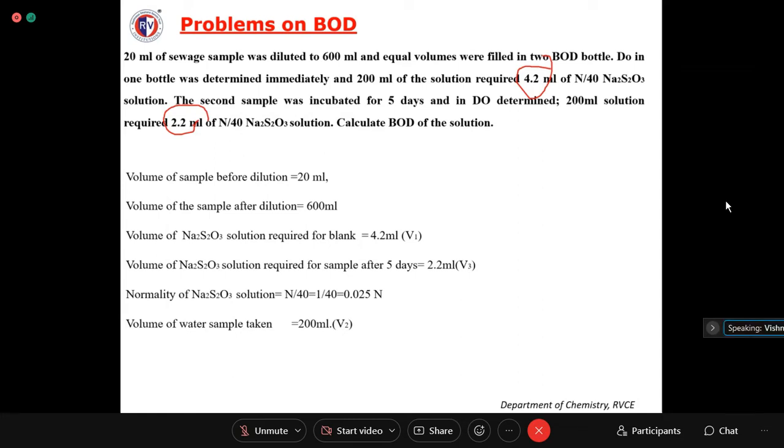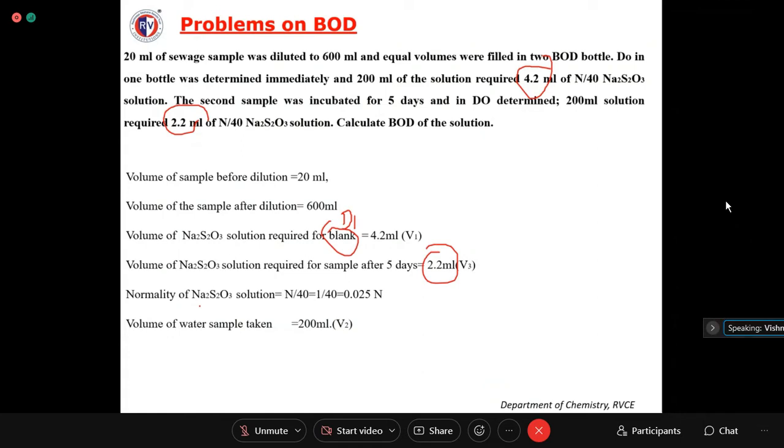Volume of Na2S2O3 required for blank. Don't write it as a blank, write Day 1, D1. Volume of Na2S2O3 on day 1 is 4.2 ml. Volume of Na2S2O3 solution required for the sample after 5 days, that means day 5, that is 2.2. You can see. Right. Normality of Na2S2O3 solution is N by 40.